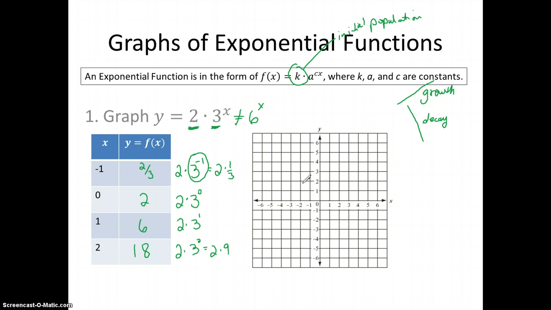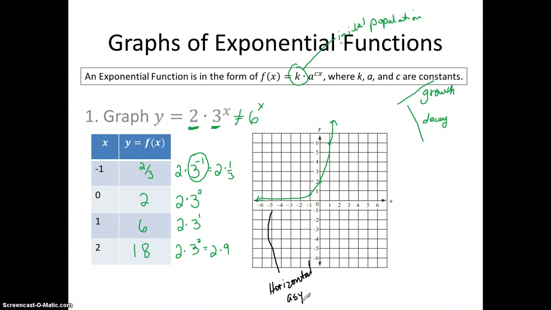We're going to plot these points now. -1, 2/3. So -1, 2/3 looks to be about right here. 0, 2, 1, 6, and, well, 2, 18 is way up here somewhere. I'm not going to be able to reach that on my graph, but we can see that this thing really increases very quickly. So we're going to graph this, and something we know about exponential graphs is that they approach 0 as a horizontal asymptote. So right there is a horizontal asymptote at y equals 0. Okay, so I want to make note of that. We've got a horizontal asymptote.